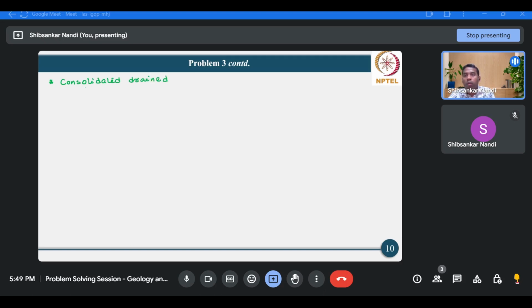Okay, now can you please tell me what is the consolidated drained test and what is consolidated undrained? What is the significant difference between the two?